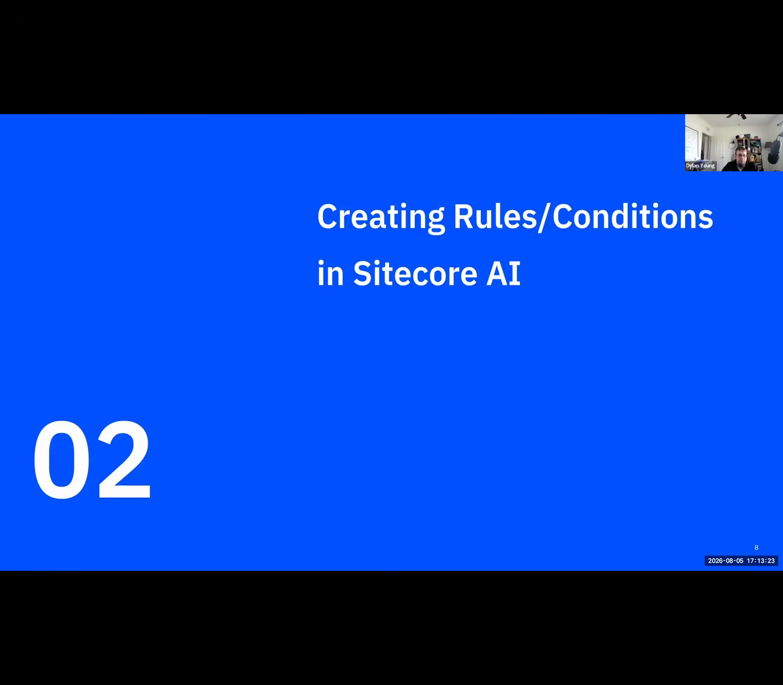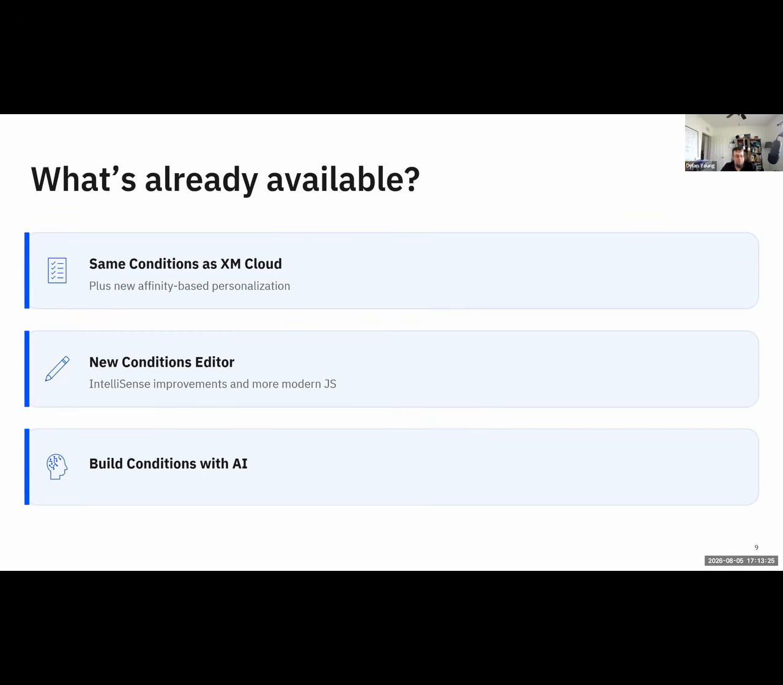All right. So we'll go into creating rules and conditions. Out of the box, you still have the same conditions that you have with XM Cloud. So the same conditions and rules, you can use them synonymously. In XM Cloud, you had a bunch of them baked out of the box, but now with Sitecore AI, you have one additional called affinity-based personalization. We're going to talk about that in a second. I'll show how you configure that and how that's used. But that's the only new rule. Then you can add your own rules.